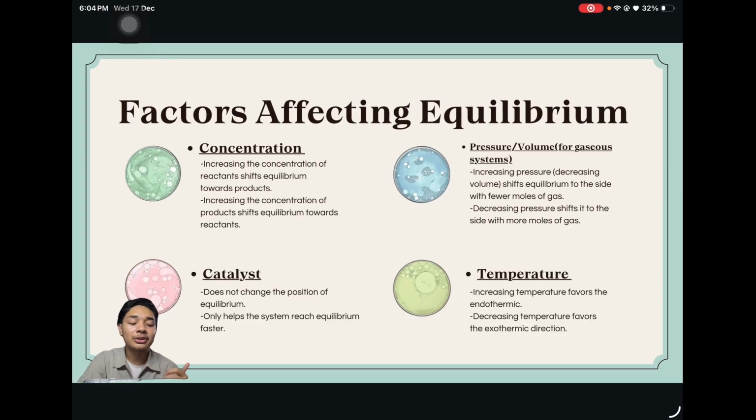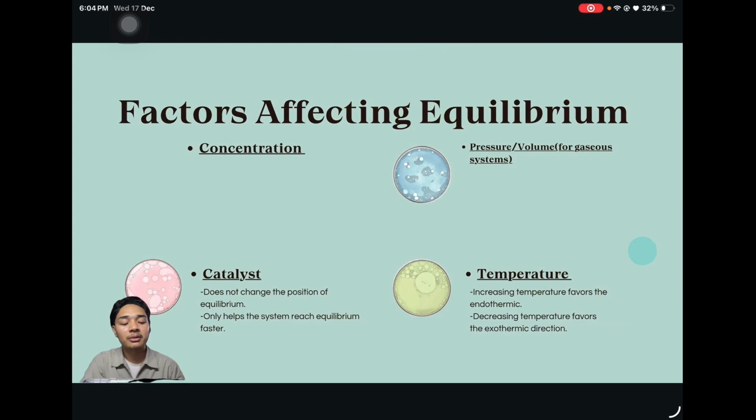Last but not least, temperature. Increasing temperature favors the endothermic direction, and decreasing temperature favors the exothermic direction.